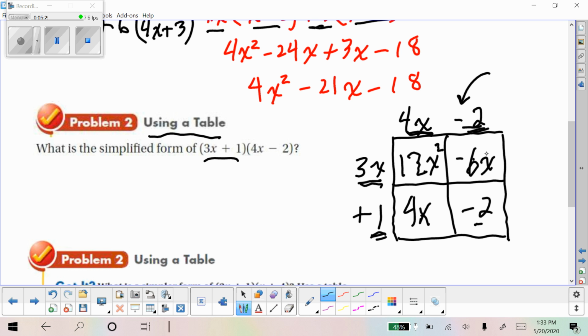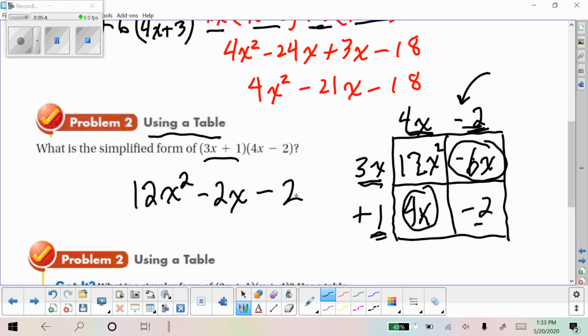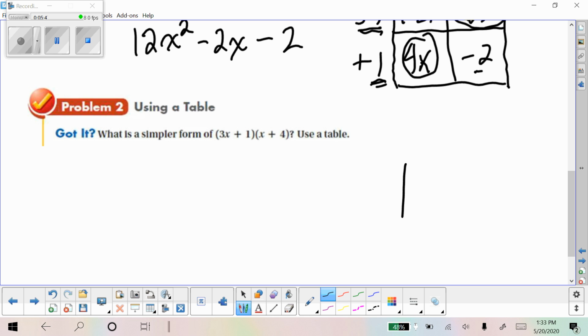I'm going to look for like terms, and then I'm just going to write it out in standard form, which has the highest power first, so 12x squared. I'm going to combine this -6x with this 4x, and that makes -2x. Then I'm going to put my constant term here of -2. All right, so make yourself a table.